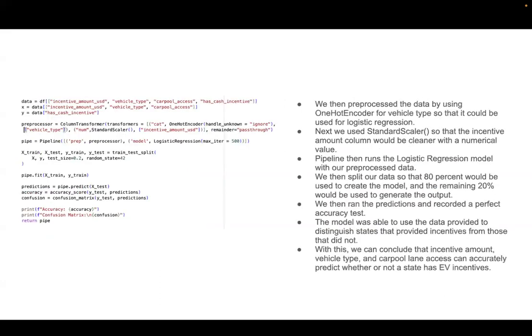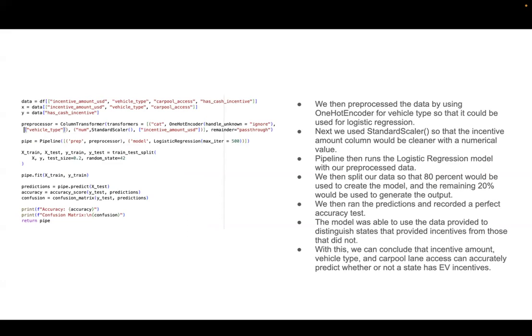Then we preprocessed it so that OneHotEncoder would clean the vehicle type, and the incentive amount would be standard scaled so that it would be a numerical amount. Then we used a pipeline to run the logistic regression model, and we split it up with 80% train and 20% test, so that we could have an accurate model that could predict.